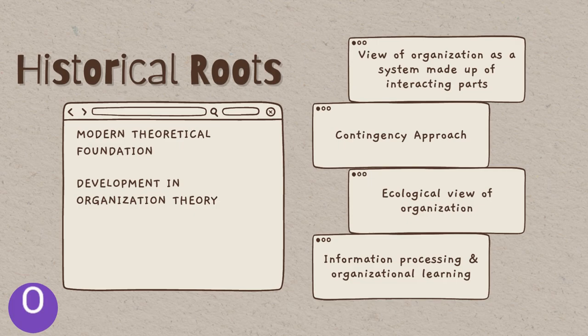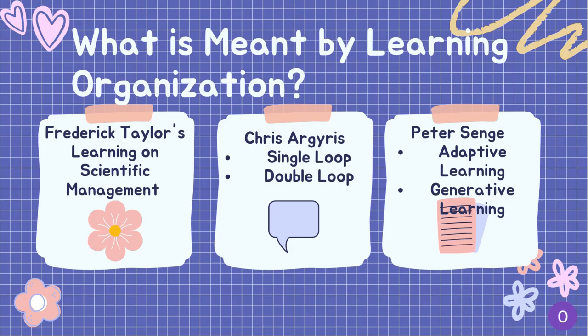Fourth, information processing and organizational learning. Based largely on systems theory, it emphasizes the importance of generative over adaptive learning in fast-changing external environments. What is meant by learning organization? Frederick Taylor's learning on scientific management must be transferable to workers to make the organization more efficient.